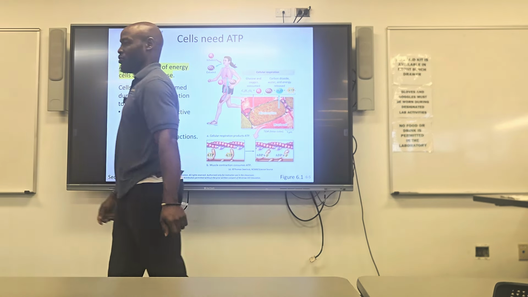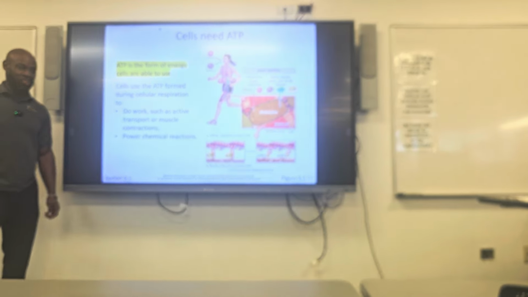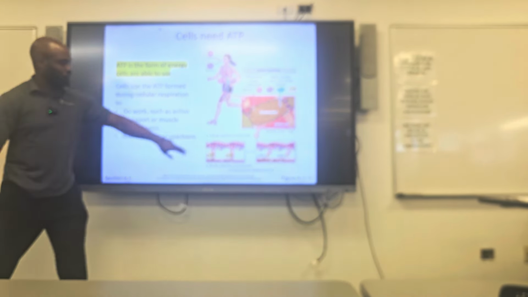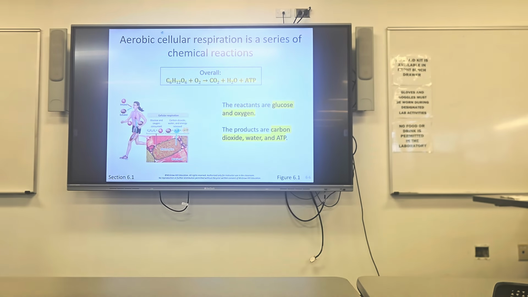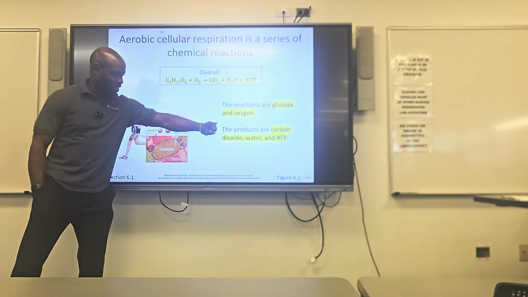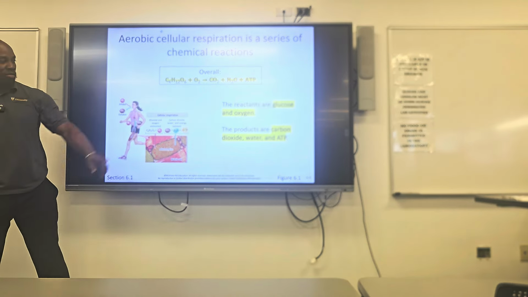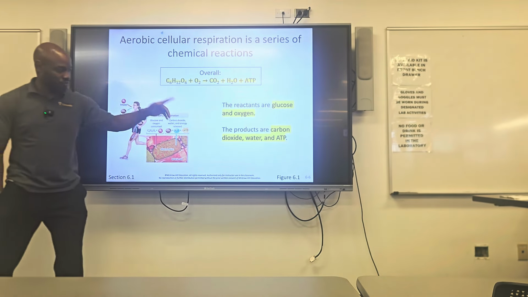So you drink, you breathe in oxygen, you eat food, you create energy that your body can use. Cellular respiration. All right, so the overall reaction is that glucose and oxygen produce carbon dioxide, water, and ATP. Carbon dioxide, you breathe out. Water can be used in other parts of the body.